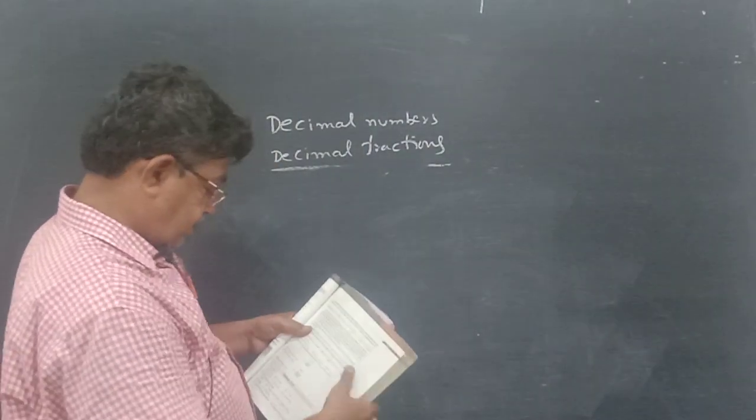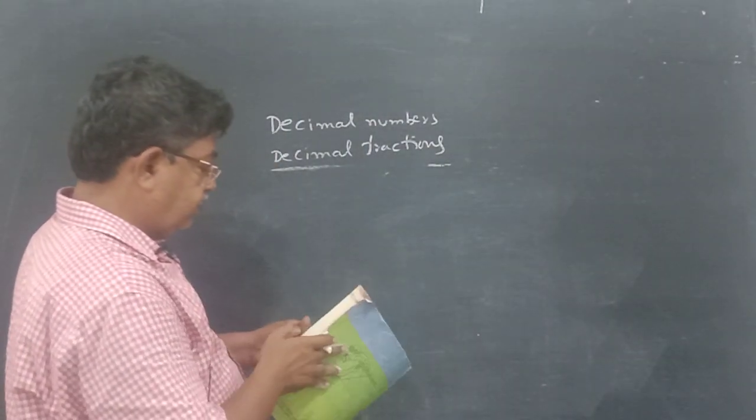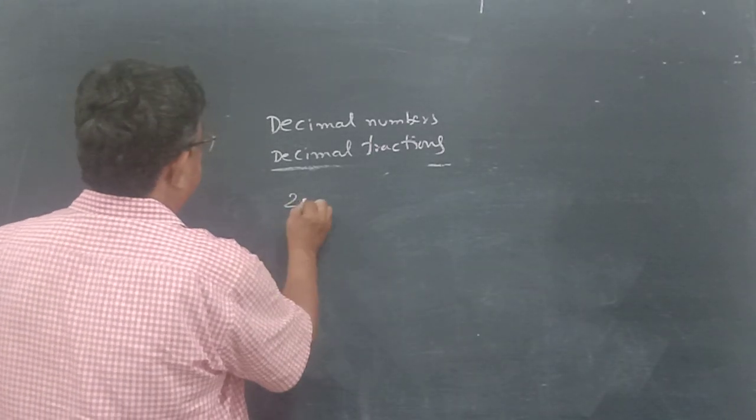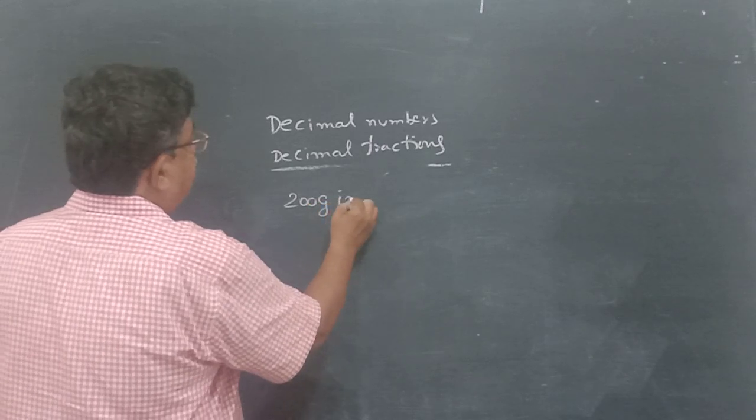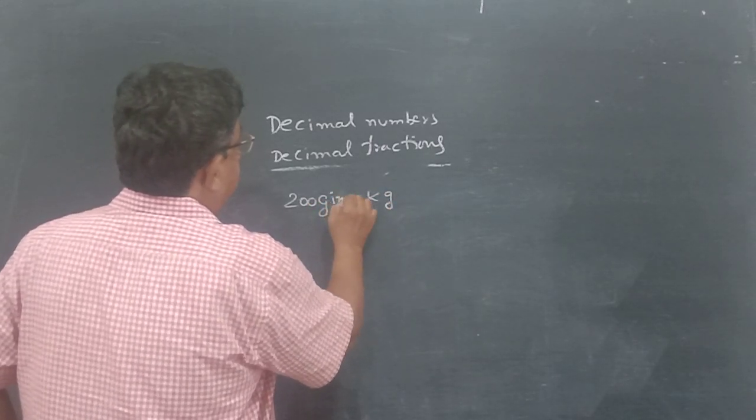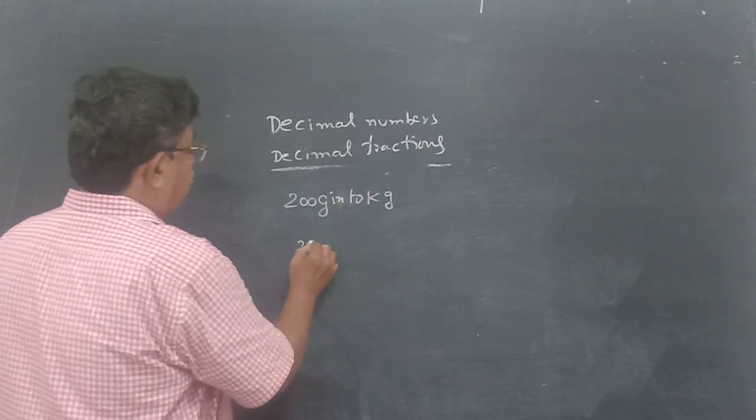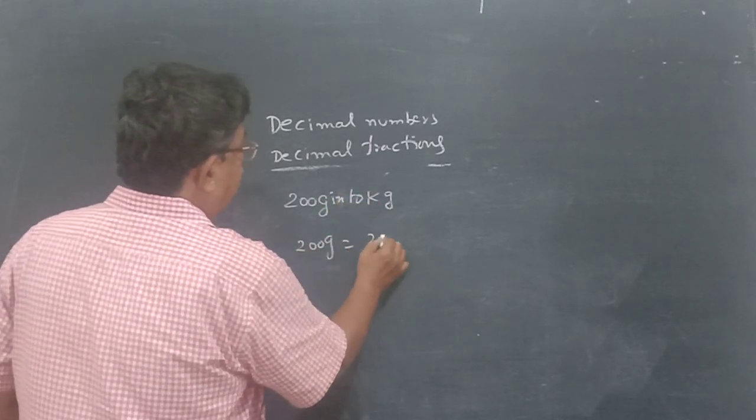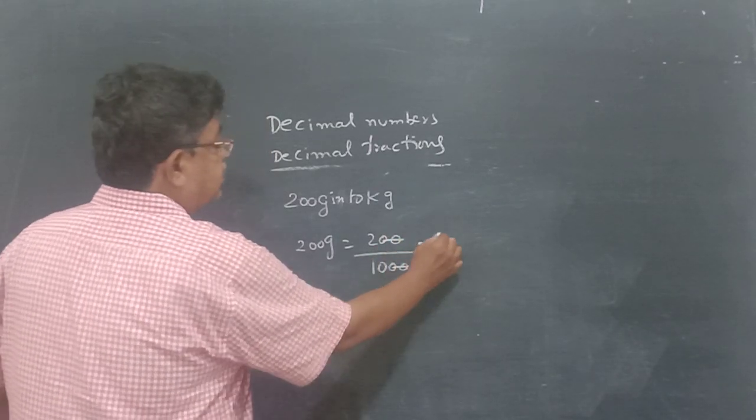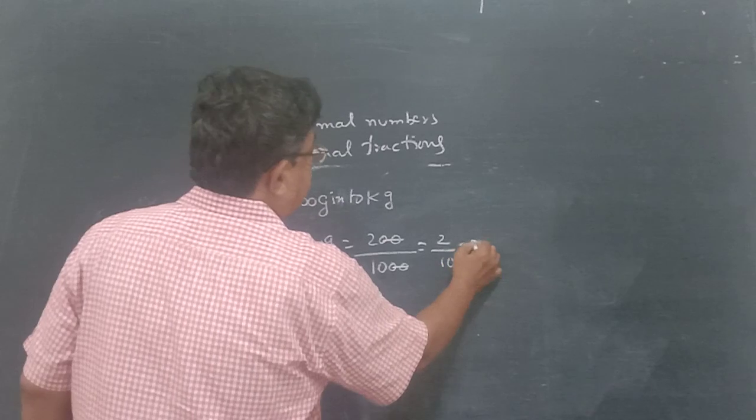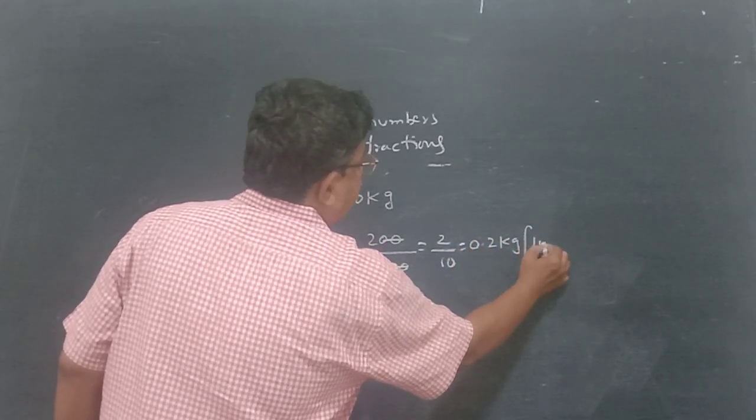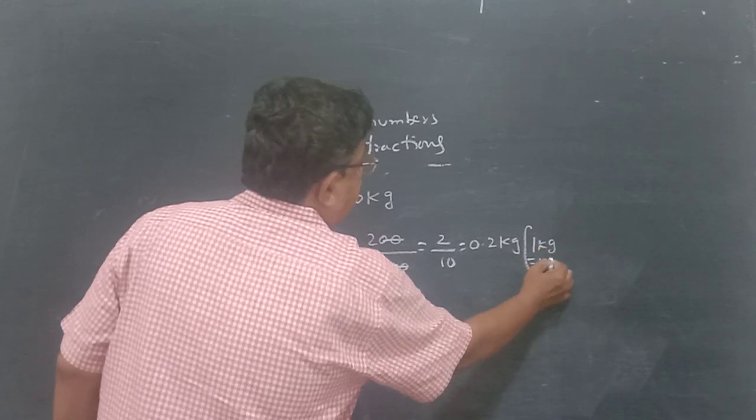Next, 200 grams into kilograms. 200 grams is equal to 200 by 1000. Two zeros cancel. You get 2 by 10, which is equal to 0.2 kilograms. You have to remember 1 kg is equal to 1000 grams.